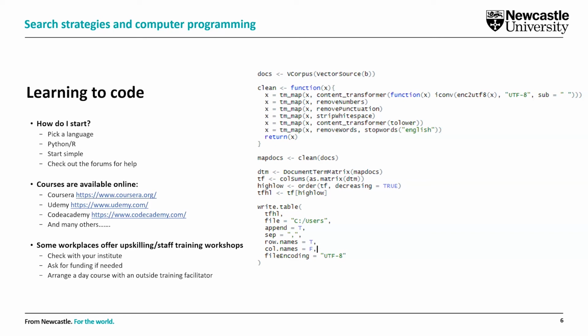If you Google any of your problems, these forums are out there with some really knowledgeable people that are really keen to help. There are online courses available from places like Coursera and Udemy and Code Academy. There's many, many others. Some of them are free, some of them are paid-for services. But find one that suits you and explains things to you in a way that you can grasp. And finally, just to check with your institutes. Some of them will provide these courses as part of upskilling and staff training workshops. Ask for funding if needed, and maybe arrange day courses with an outside training facilitator to help you and your team really get to grips with coding.